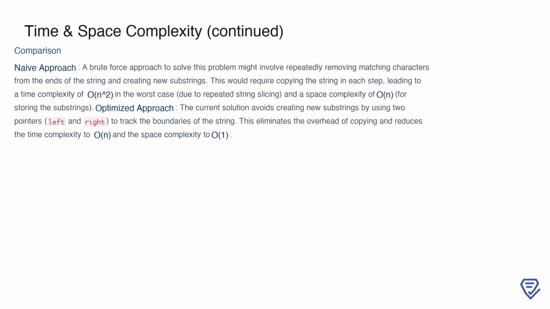In contrast, the optimized approach avoids this overhead entirely by using two pointers to track the boundaries of the string. By working directly on the input string without creating copies, the time complexity is reduced to O(n), and the space complexity to O(1), making it significantly more efficient.